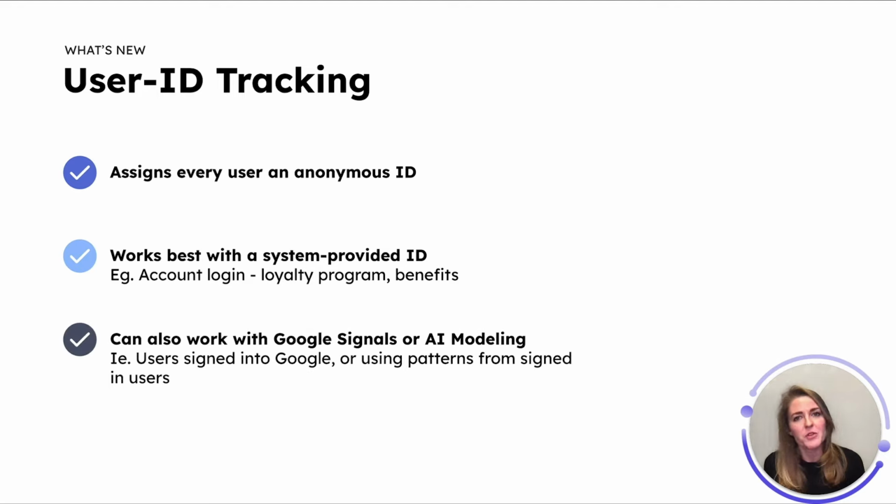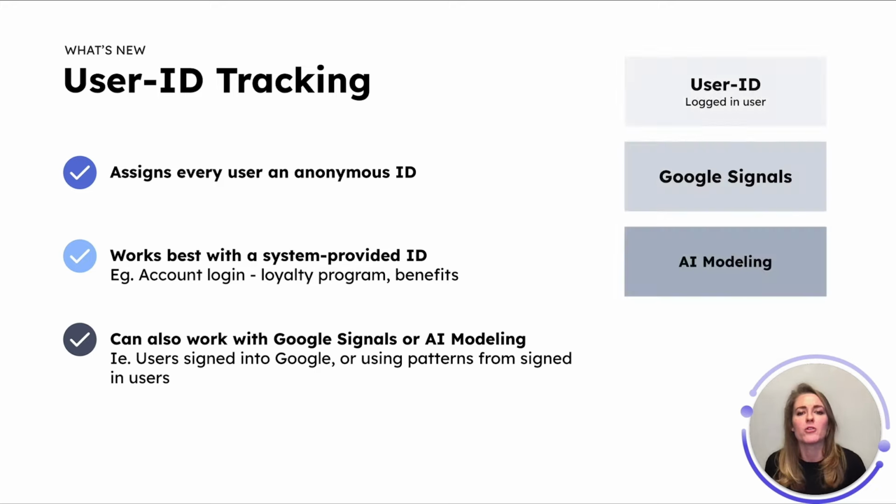And then it also works with Google Signals in the absence of that. So Google Signals is when a user is signed into Google and using the same browser, such as a Chrome browser, or AI modeling, so using patterns from signed-in users to infer what actions a user might be taking. And there is a hierarchy to how Google is determining this user ID. So it really starts with that user ID at the top of a logged-in user, which is the most valuable piece of data, followed by Google Signals, and then followed by AI modeling to fill in those gaps. Now, this feature does need to be manually turned on, so we'll do this together in our setup later on.